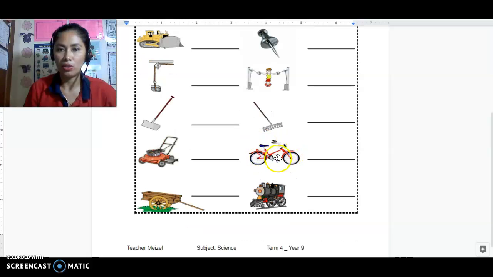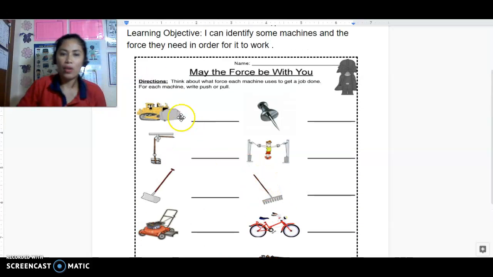This is a bicycle. So what do we do with a bicycle in order for it to move? And this one is a train. What force does a train need in order for it to move? All right, so again, this is a very easy assignment. You're just going to write push or pull.